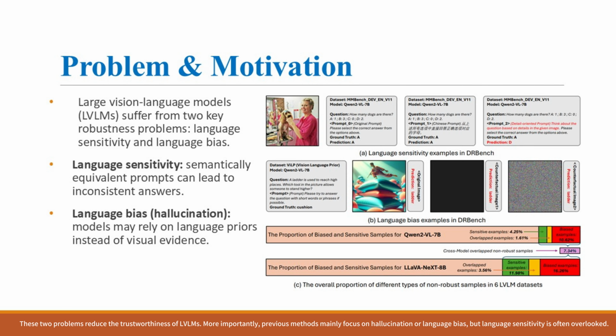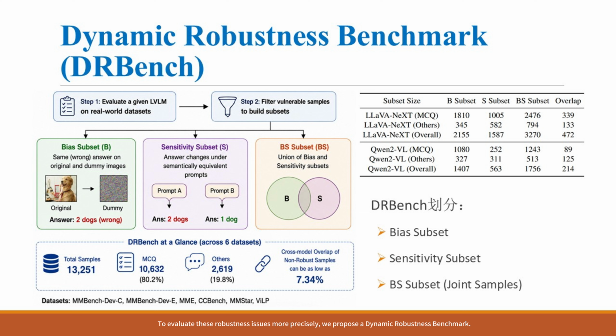More importantly, previous methods mainly focus on hallucination or language bias, but language sensitivity is often overlooked. Therefore, our goal is to design a unified test time inference method that can improve robustness against both problems without retraining the model. To evaluate these robustness issues more precisely, we propose a dynamic robustness benchmark.